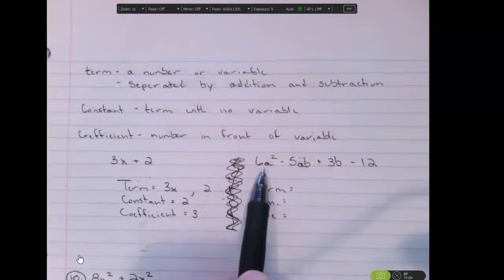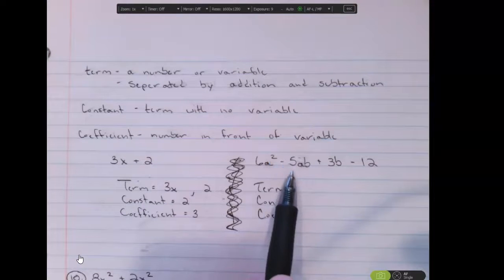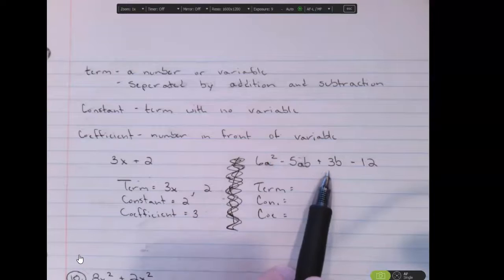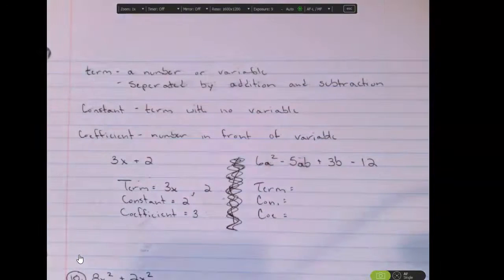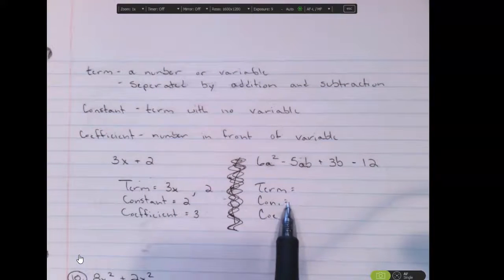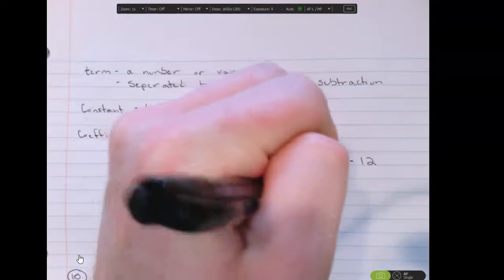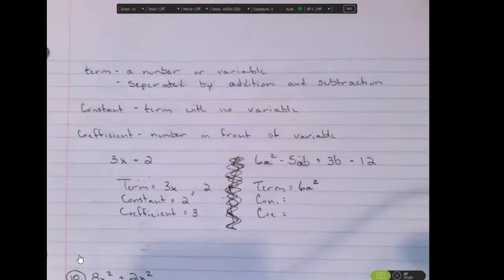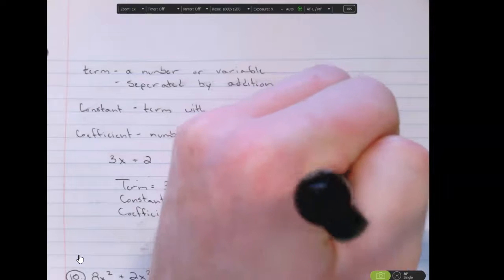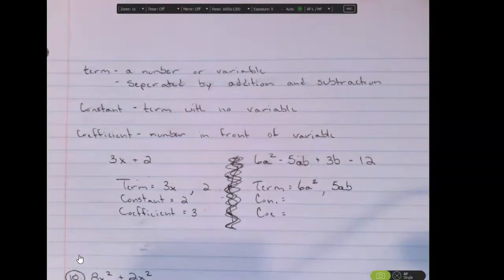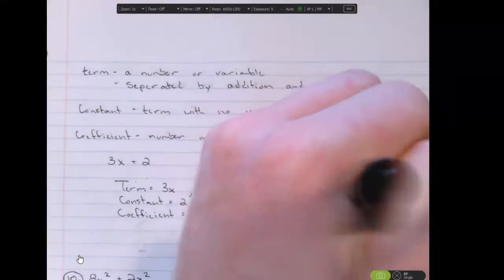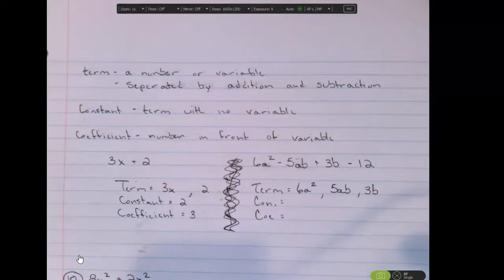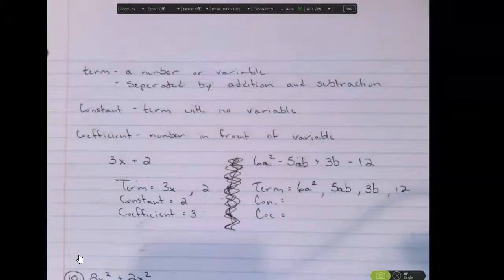We have 6a squared minus 5ab plus 3b minus 12. Let's go through this one. So terms. Again, terms are separated by addition and subtraction. So my first term would be 6a squared. I want that whole thing. My second term is going to be 5ab. My next term is going to be 3b. And my final term is going to be 12. There are 4 terms in this problem.